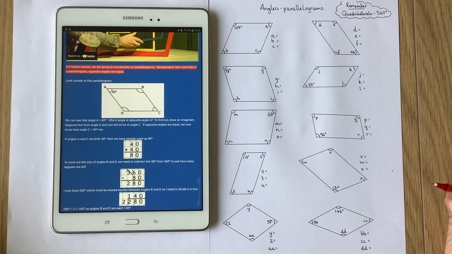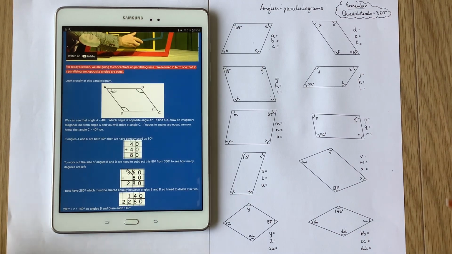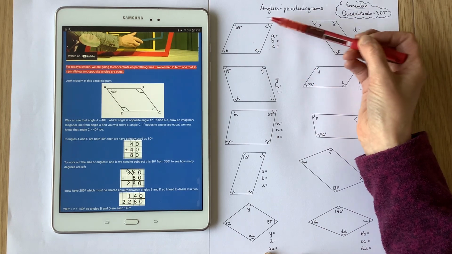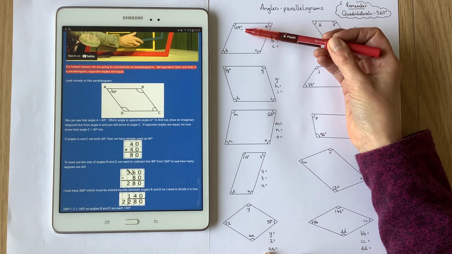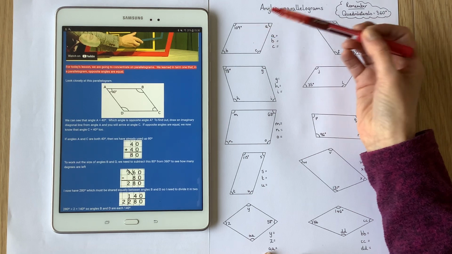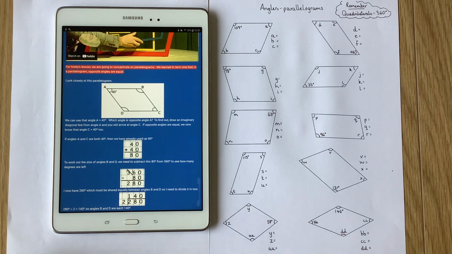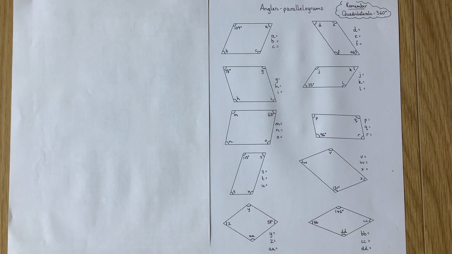But what we learnt in term 1 was that, yes, the angles in quadrilaterals add up to 360 degrees, but we learned that opposite angles are equal. Now have a look at this very first shape. Here's my parallelogram, and I can see one angle, which is 109 degrees. And I need to work out angle A, angle B, and angle C. Now, how will I do that, P6?